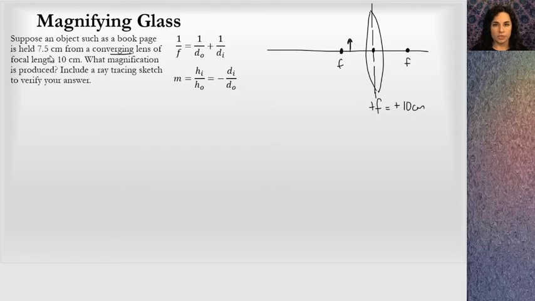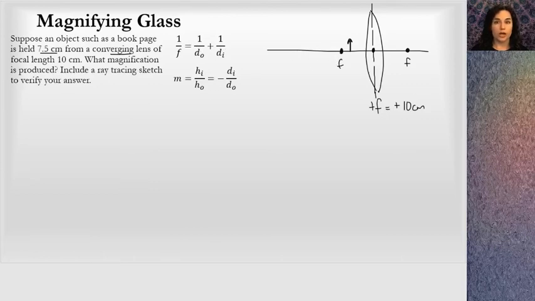All of the image distances and object distances are measured from the center of the lens. So the object is held 7.5 centimeters from a converging lens with a focal length of 10 centimeters. So this object is within the focal length. And so what we're going to do is include a ray tracing sketch to verify the mathematics, the calculations I do here.